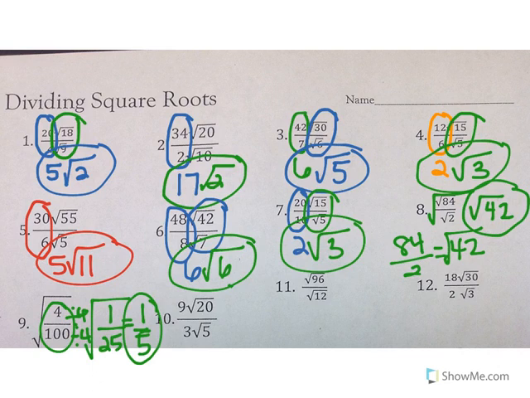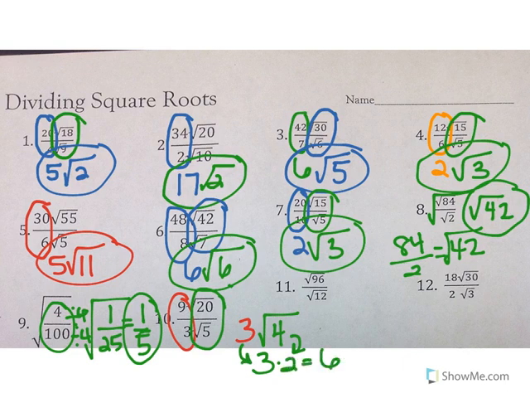Okay, for our next problem, number 10, 9 divided by 3 is going to give you 3. And then if you take the square root of 20 divided by the square root of 5, that's going to give you the square root of 4. Well, if you notice, the square root of 4 is a perfect square, so you do 3 times the square root of 4, which is 2. 3 times 2 is 6, so it gives you a whole number of 6.